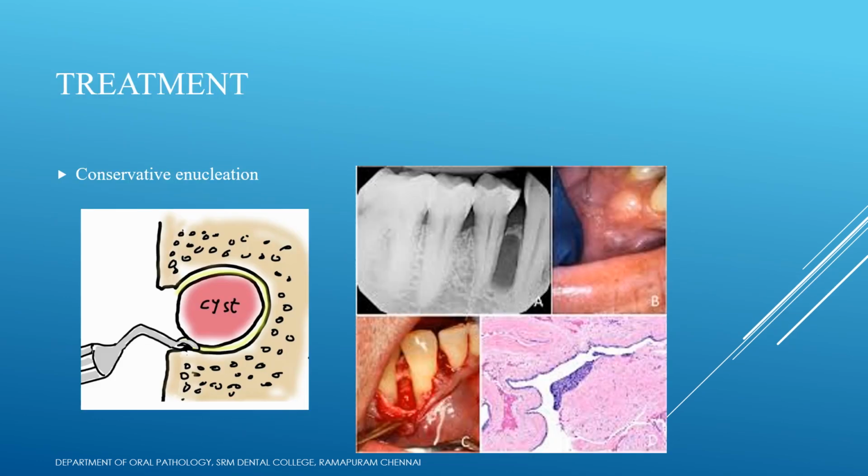Let's see about the treatment. Conservative enucleation of the cyst is the most common treatment for lateral periodontal cyst as well as for the botryoid odontogenic cyst.